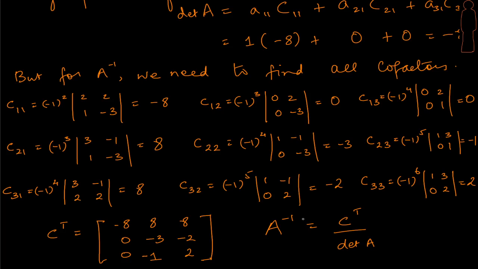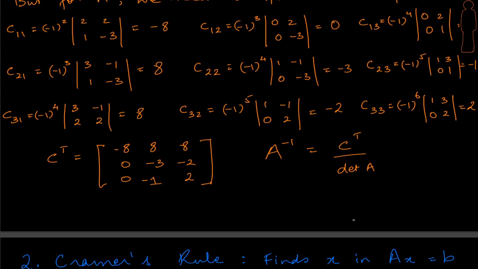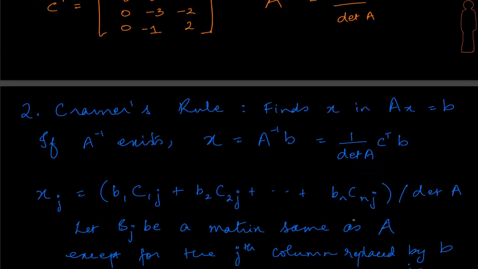Try and multiply this with A and then check whether we are getting the identity matrix or not. So here is a very simple idea of finding the inverse just from using the same ideas that we looked at for finding the determinant. So let us move to the second application.